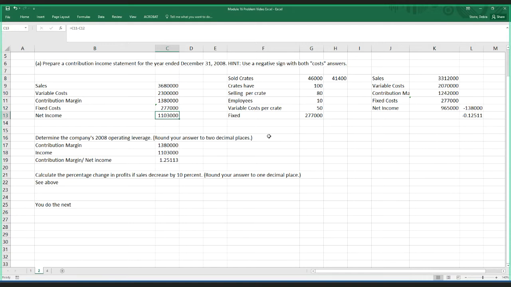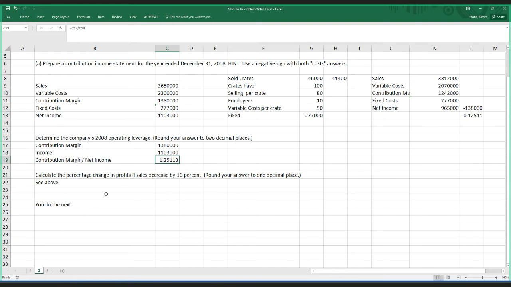110,300. Now, we want to look at the leverage. That's one of the questions. How we do that is we take the contribution margin divided by the net income. So we simply take the 138,000 divided by this 110,300, which is here, and we get 1.25113. Rounded numbers, but that's how we do it.